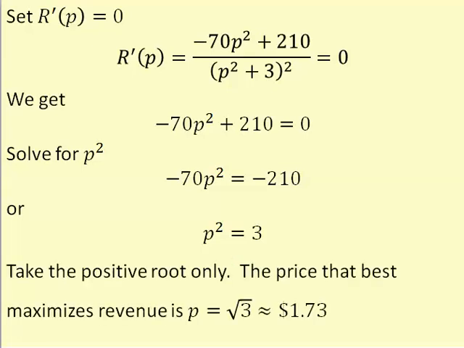Take the positive root only because we're talking about price, and the price that best maximizes revenue is about $1.73. We were guessing about 2, so this answer makes sense. Take care, and let me know if you have any questions.